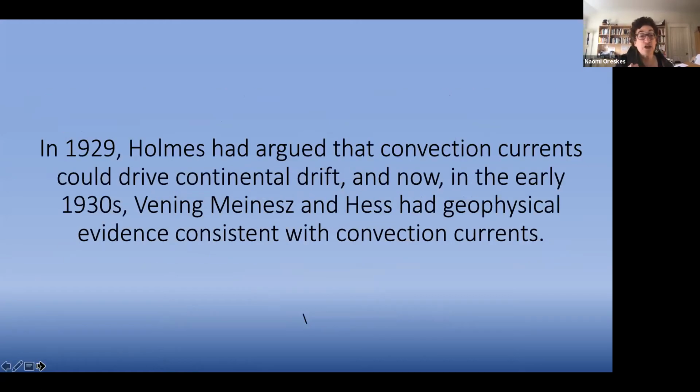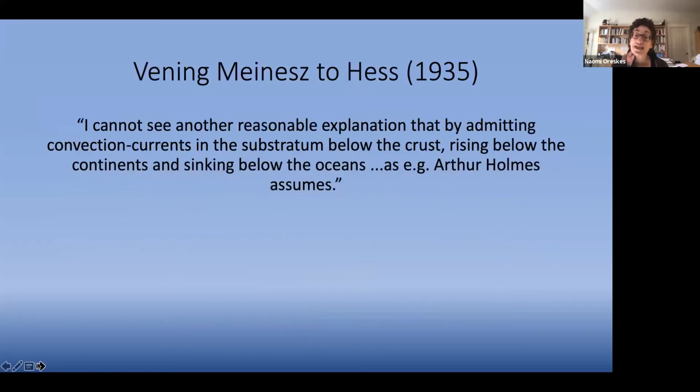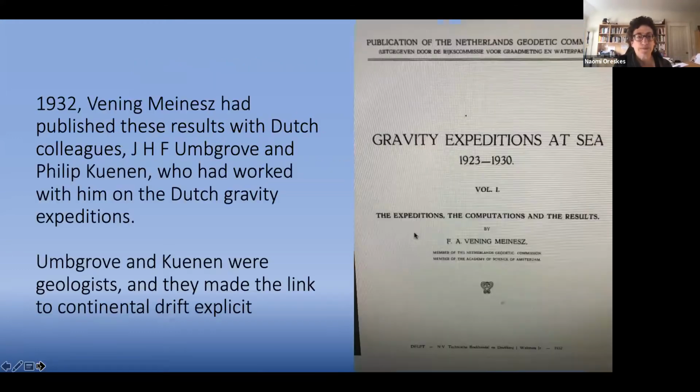So now, in the early 1930s, Vening Meinesz and Hess have geophysical evidence consistent with that idea of convection currents. Vening Meinesz writes to Hess in 1935, "I cannot see another reasonable explanation than by admitting convection currents in the substratum below the crust, rising below the continents, and sinking below the oceans, as, for example, Arthur Holmes assumes." So here we see that these scientists are well aware of each other's work. Chester Longwell is talking to Schuchert about Holmes, Vening Meinesz is talking to Hess about it. And this idea that the rising convection currents are the driving force is being discussed by the key scientists involved in this debate.